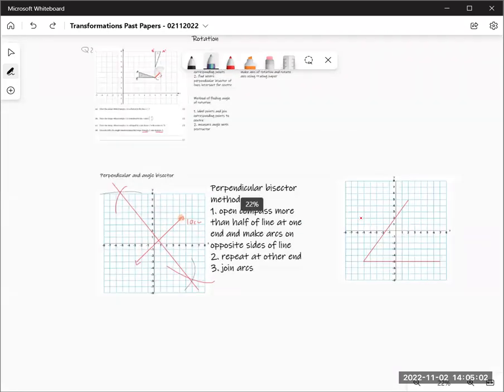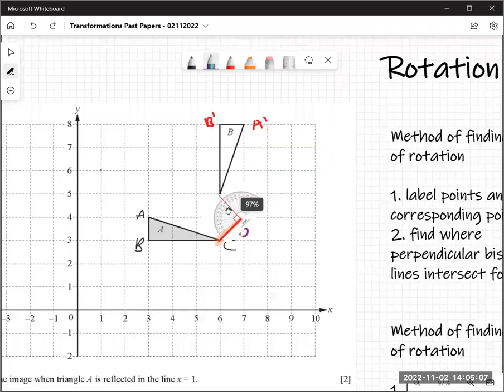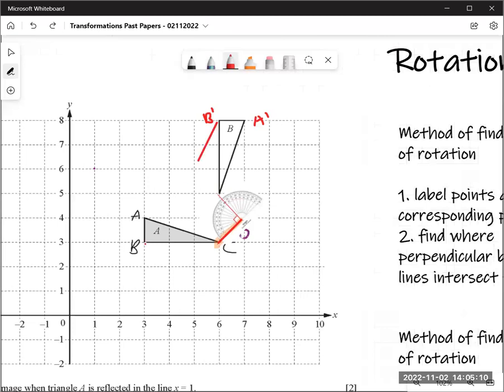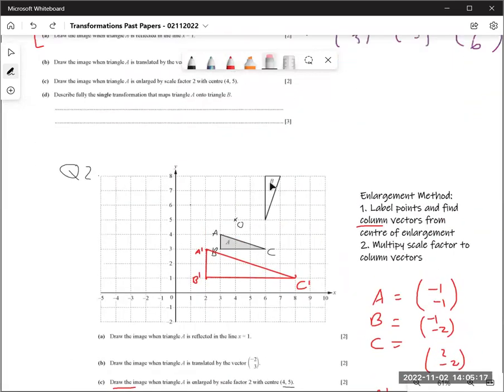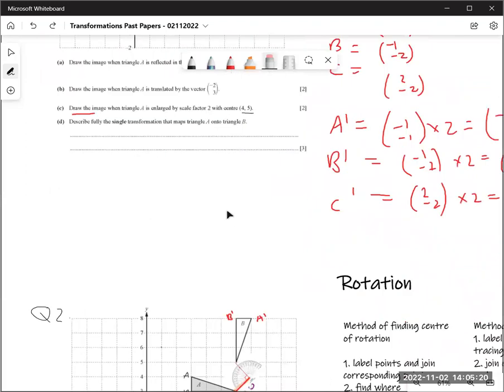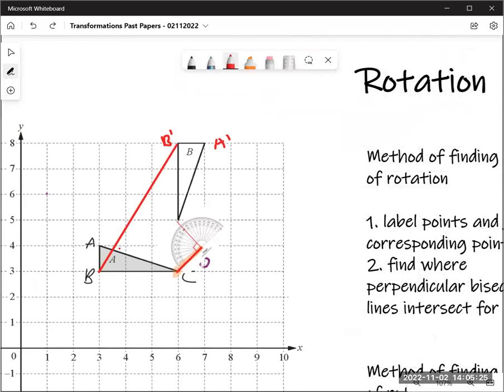What is the use of the perpendicular bisector? How did I find the center of rotation? We joined the lines like this, A and B. Look at this point right here. When we make the perpendicular bisectors, you'll realize that the perpendicular bisectors of C and B join at the center of rotation.